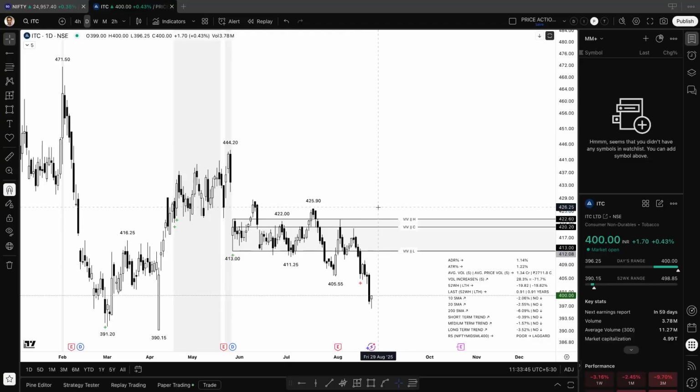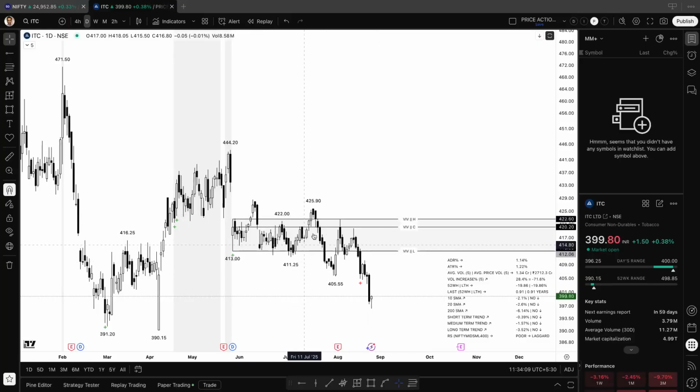It was clearly telling you that the VIV zone is very, very important. The automated VIV zone is very, very important. Something important is happening here. So you have to understand that if something is happening, then you need to take care of these levels.